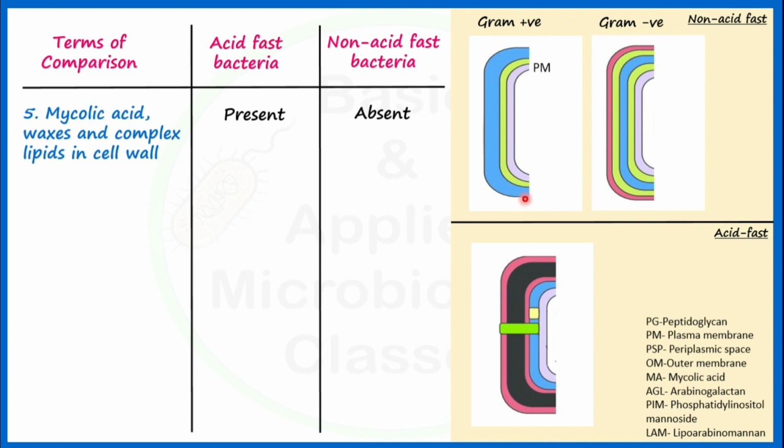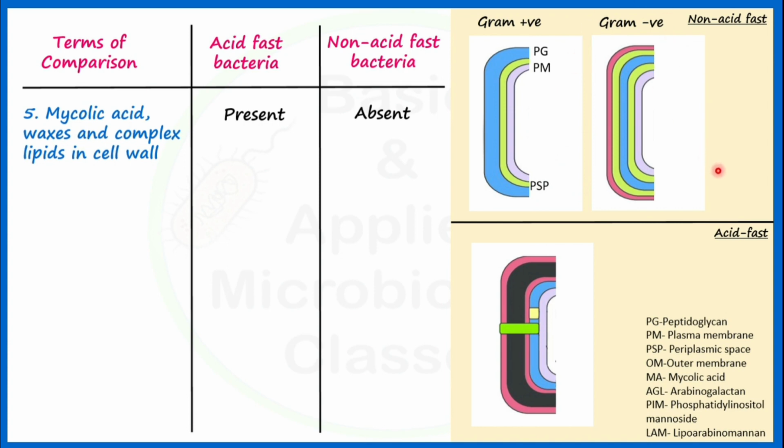This grayish layer is representing the presence of the plasma membrane, which is present just outside the cytoplasm, right? And this bluish layer is representing the presence of peptidoglycan, which I have mentioned here as PG. In between peptidoglycan and plasma membrane, this greenish layer is the periplasmic space, which is actually not present in all types of gram positive bacteria, and if it is present, even then it will be very narrow.